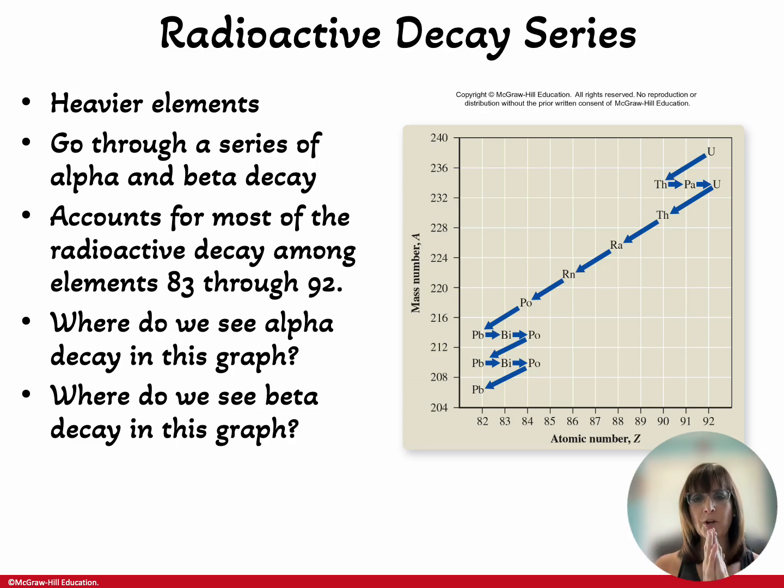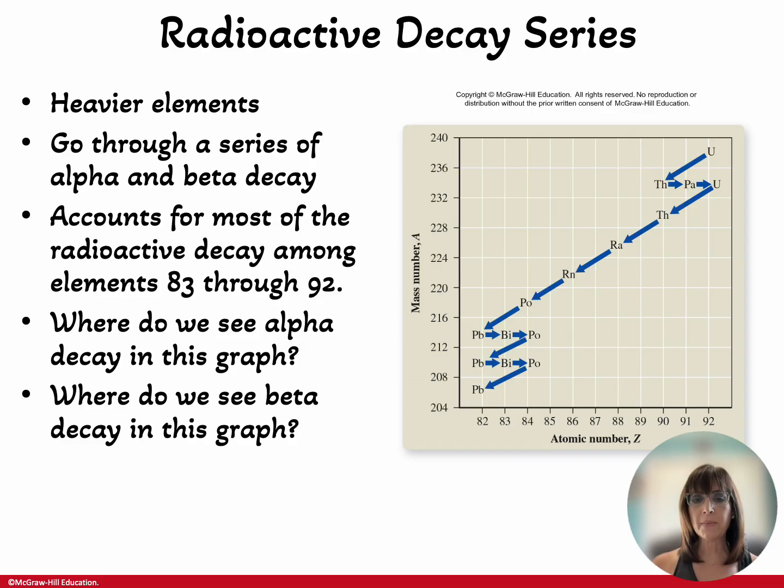Warning, I'm a nerd and I love this. This is called a radioactive decay series. Typically, this happens with really heavy elements, and it goes through a series of decays, both alpha and beta. And if you take a look at the graph, you have atomic number on the x-axis, and over there on the y, if you turn your head, it says mass number.